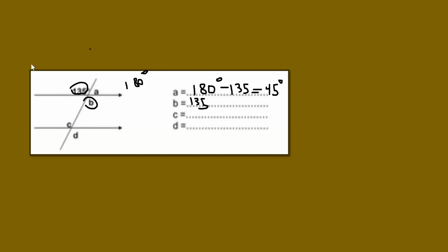What about C? C with B make alternate angles. Both of them are between 2 parallel lines, not on the same side, so they are equal. So again, C equals 135 degrees. Last one, C and D, they are opposite, so they are equal. D equals 135 because it's equal with C.